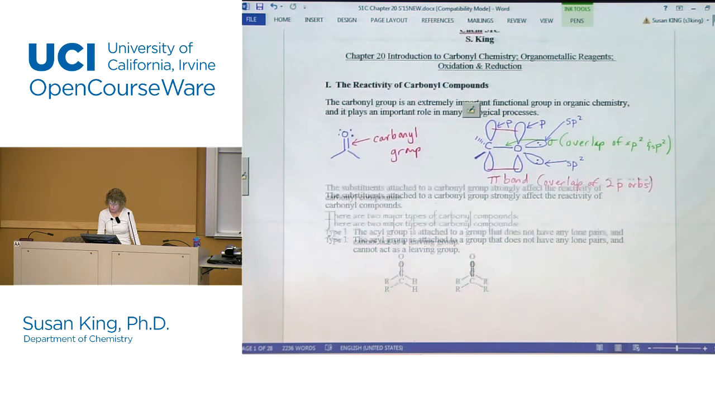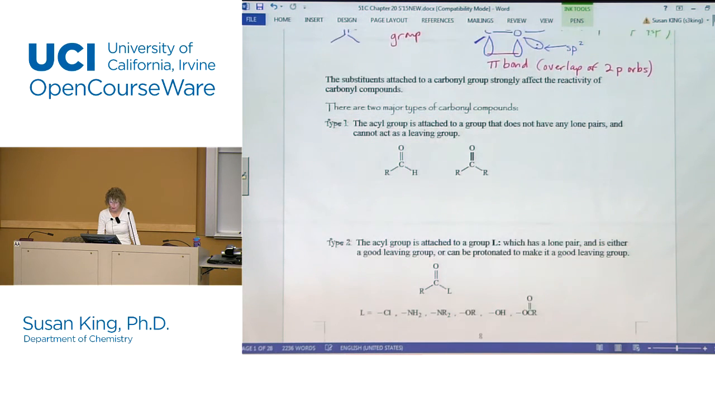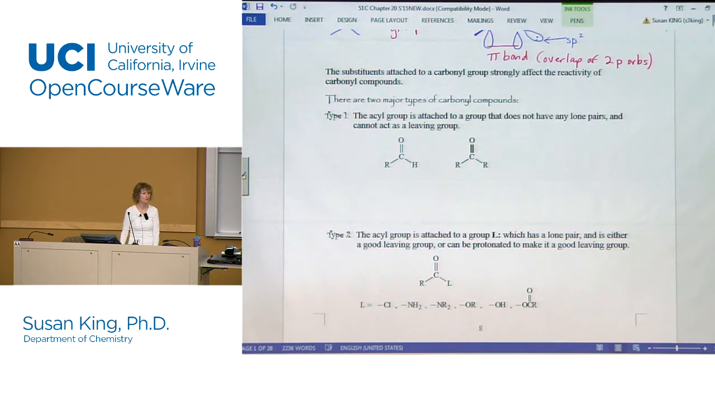Substituents attached to the carbonyl strongly affect the reactivity of carbonyl compounds. I'm going to divide these into two different types, type 1 and type 2, and the two types have different reactivity. Type 1, the acyl group. So remember the acyl group. This right here, that's the acyl group. An acyl group is the carbonyl with an R group attached. When we're just talking about the carbonyl, it's the carbonyl. When we're talking about the R group attached in addition to the carbonyl, that's the acyl group.